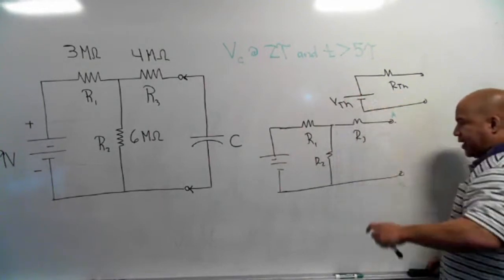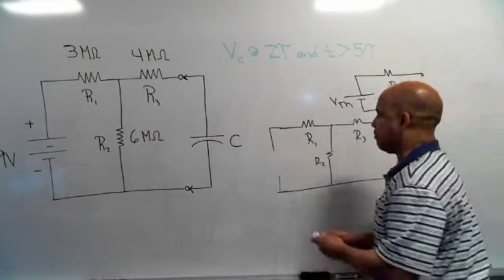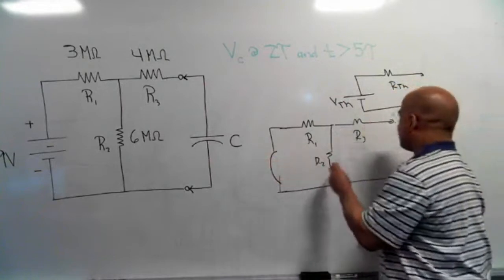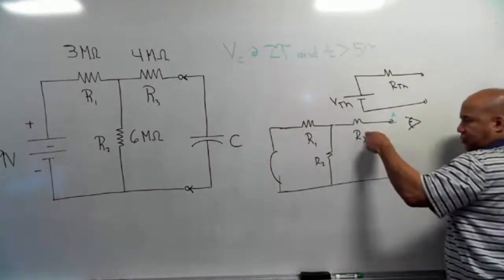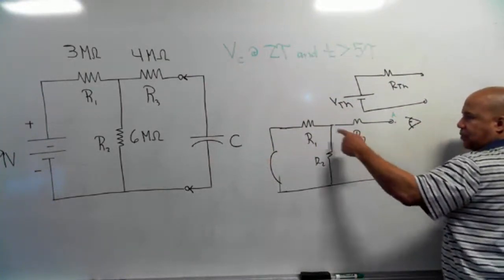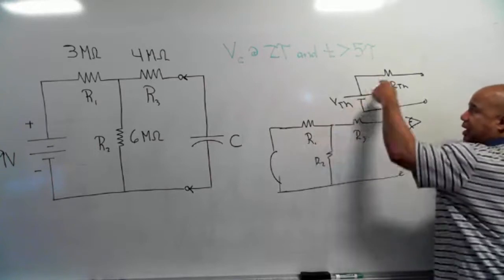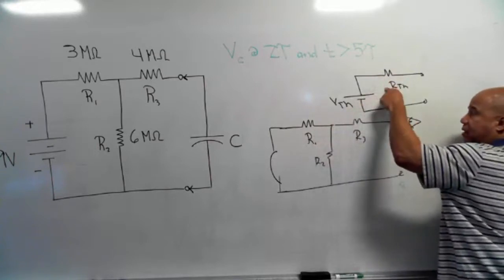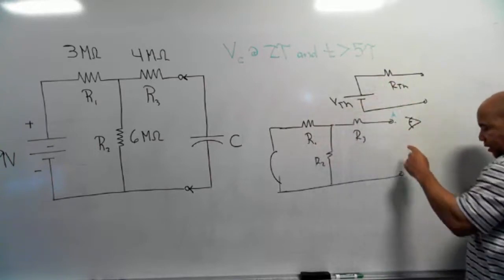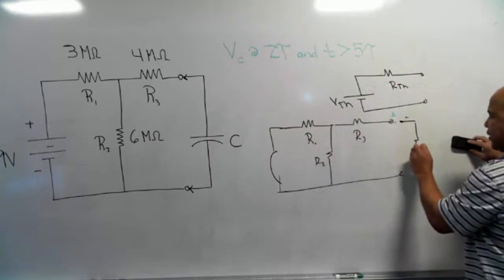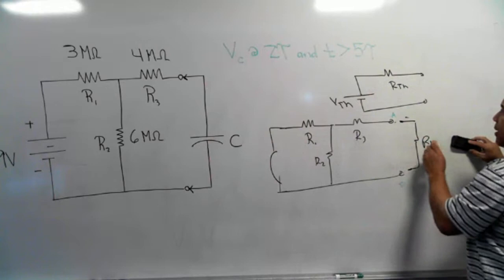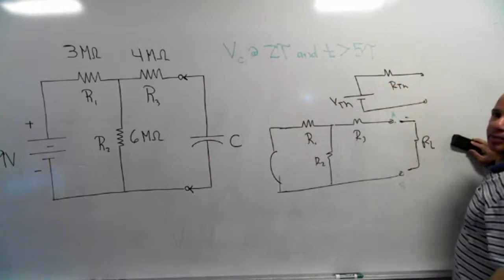And then to find RTH, you would short this out, and you would look into this terminal, and what you see is this resistor in series with the parallel combination of these two, and that will give you the value of RTH. That would be the value that the load resistor sees. If I were to put it back in the circuit, that load resistor will see a value of RTH.